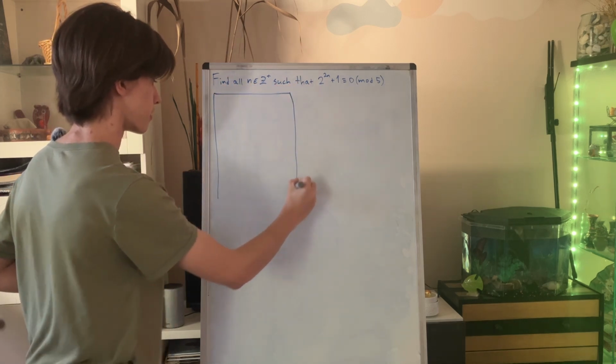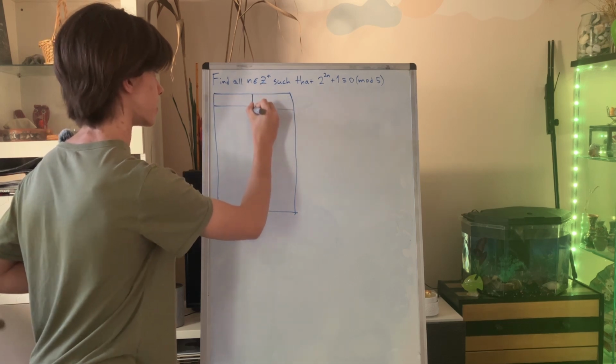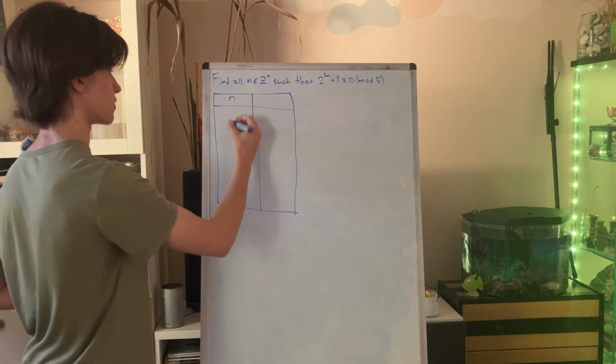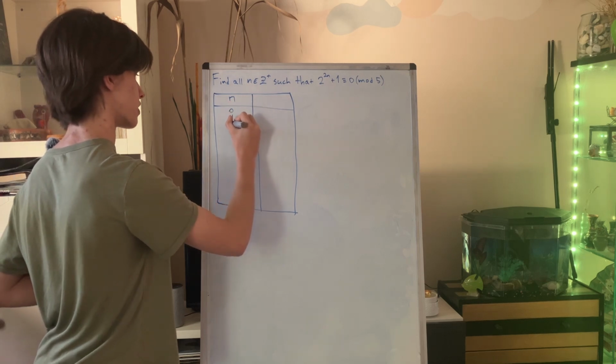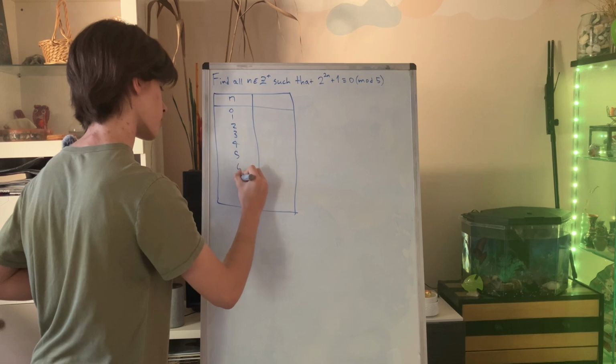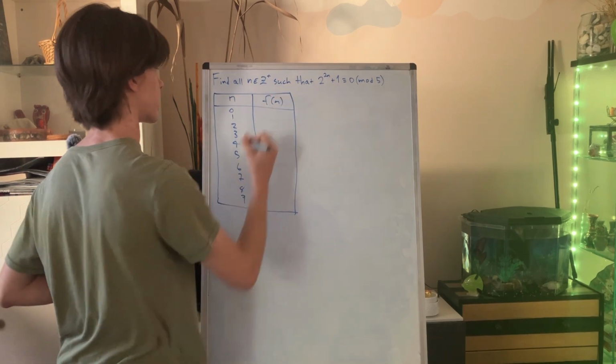So let's draw out this table here. For the first few values of n, we're going to have n, for positive integers, so we'll start with 0, then 1, then 2, and so on. And this is going to be our result, f of n.